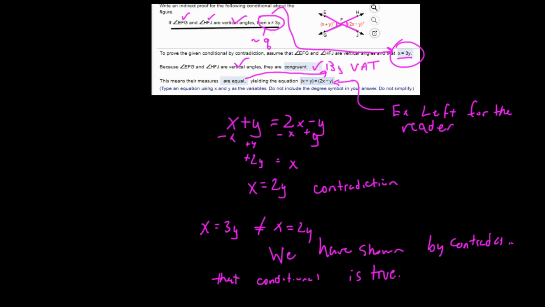Now, do we have a full-fledged theorem here? No, we have not shown this for all cases. All we have actually done is show that x does not equal 3y. But that is an indirect proof for this problem as it's written for us. So at least we have that done, and we can move on to our next problem.